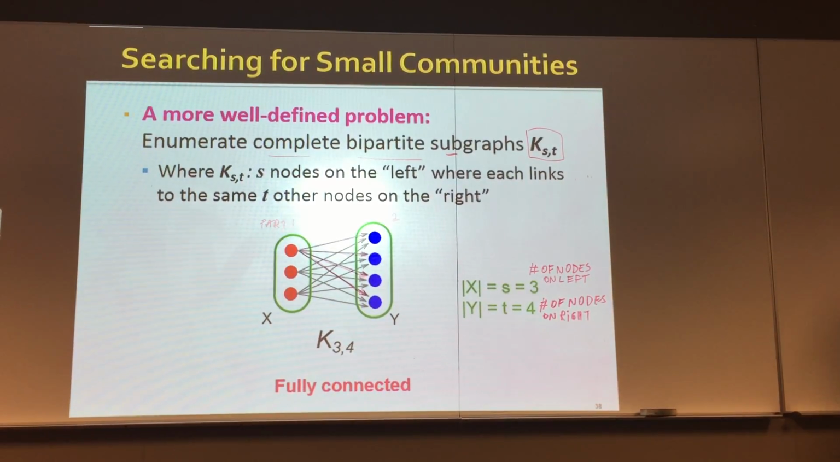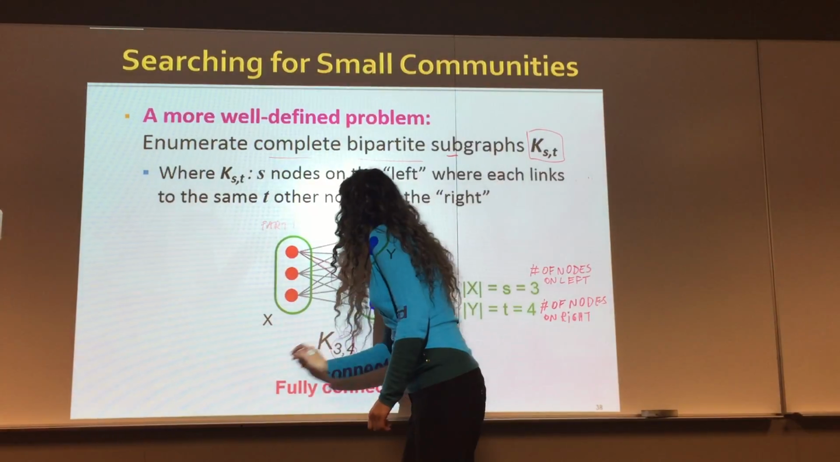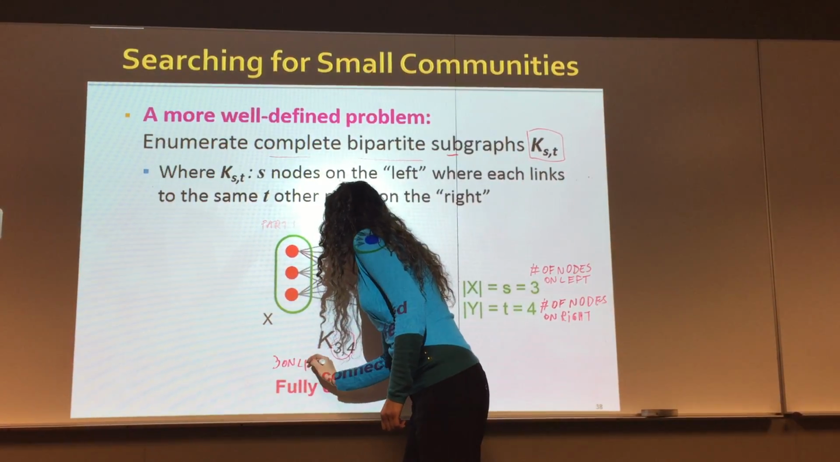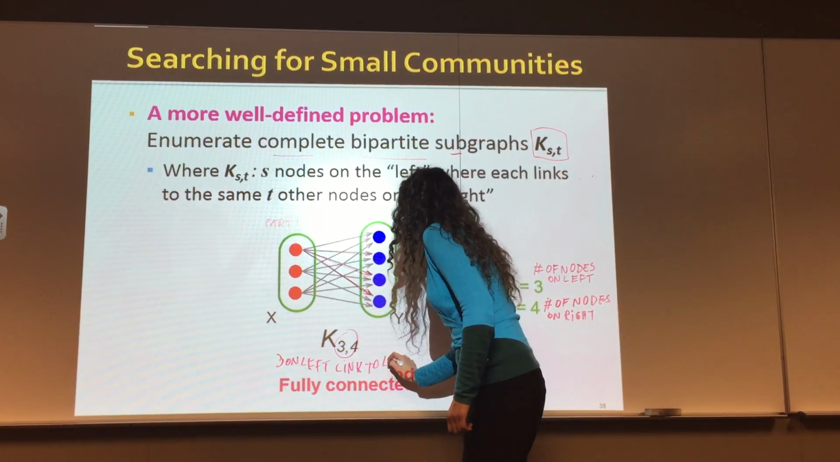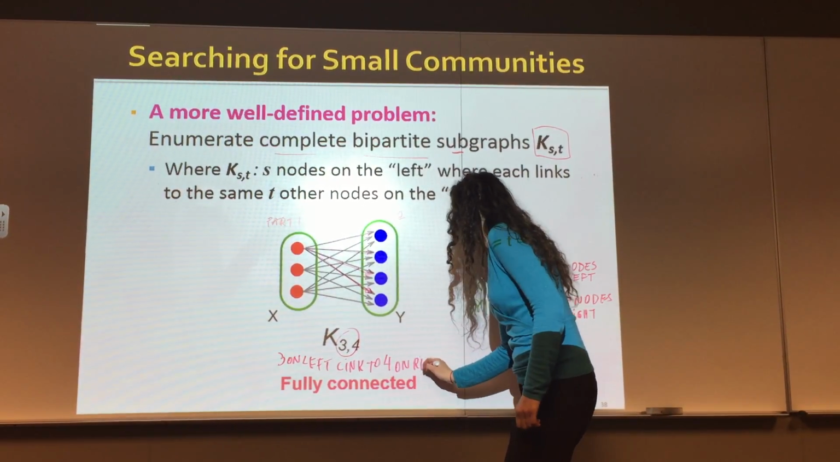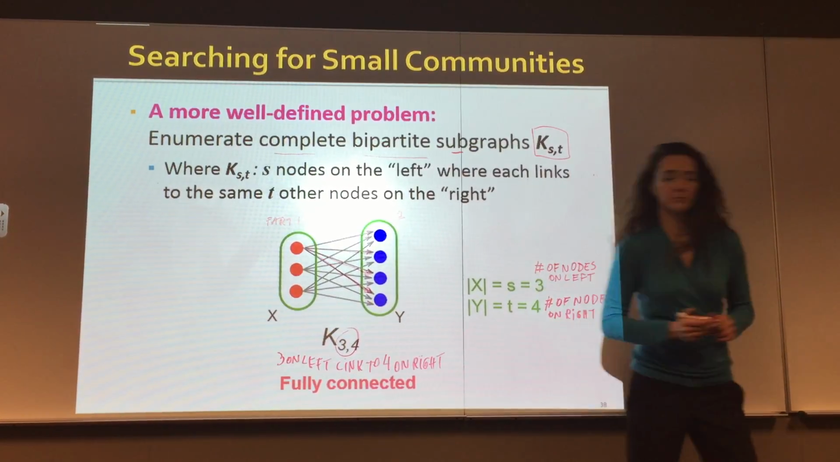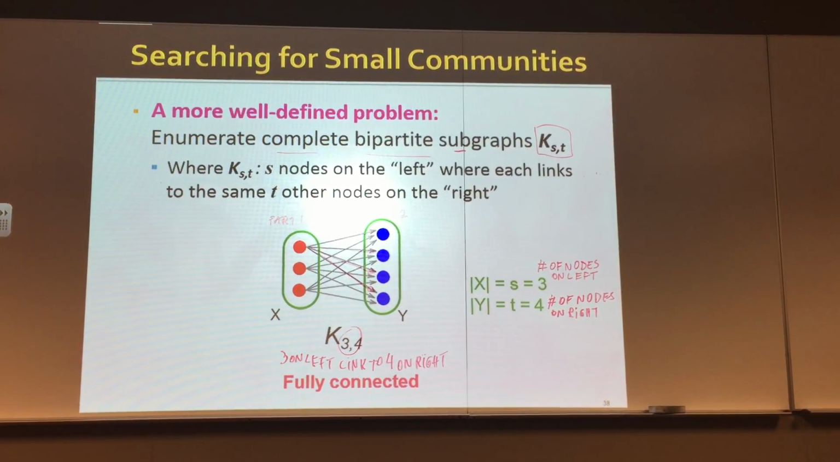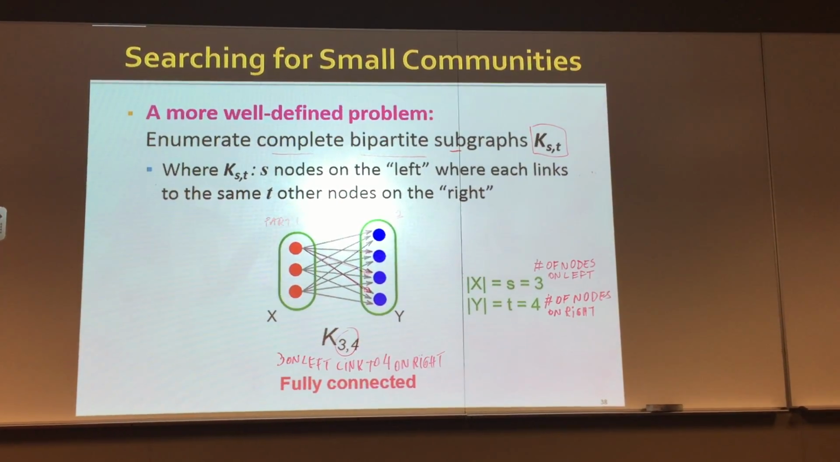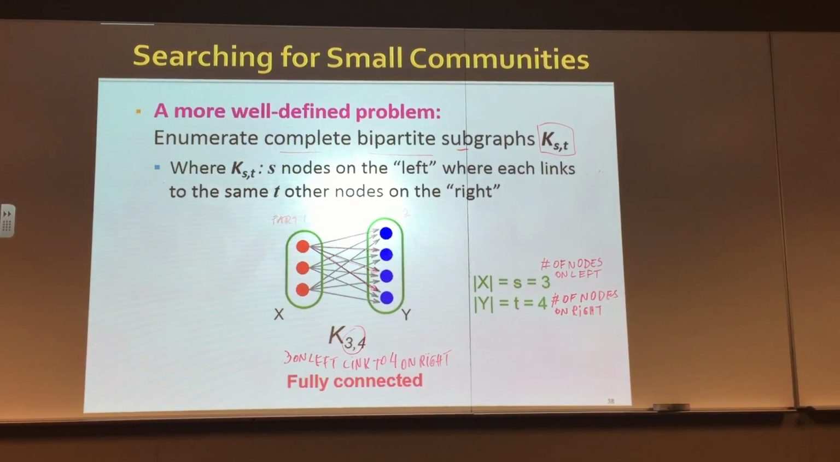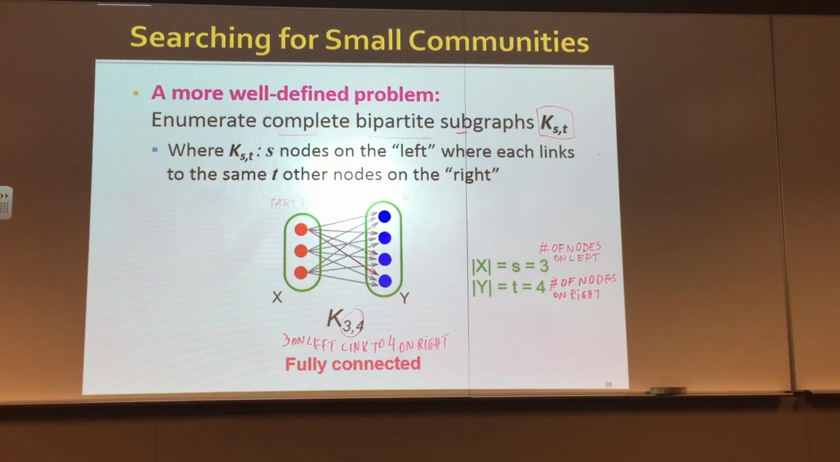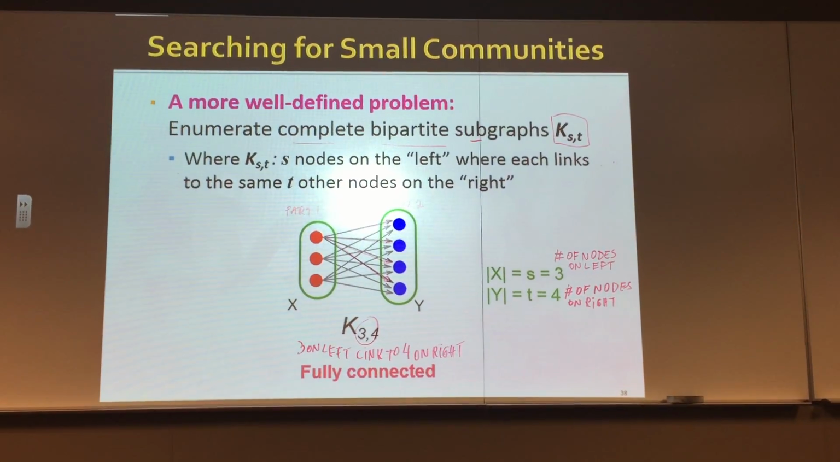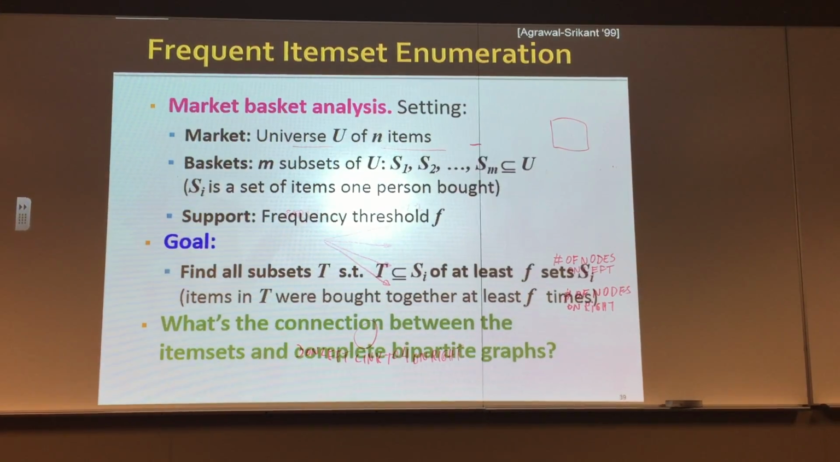So 3, 4 means that we have 3 nodes on the left linked to 4 nodes on the right. That's what that means. Each of the 3 nodes on the left links to all the nodes on the right. That means that the graph is complete. And to find these kinds of parts of the web, we're going to use the frequent item sets method.